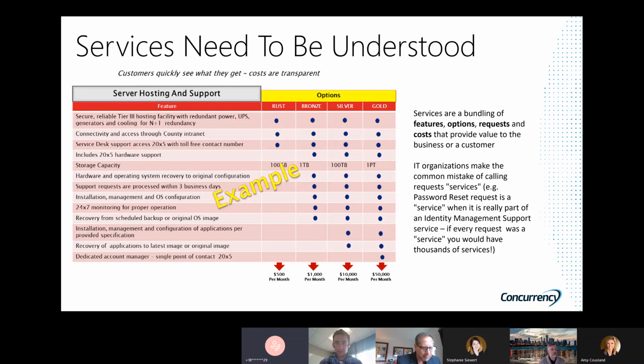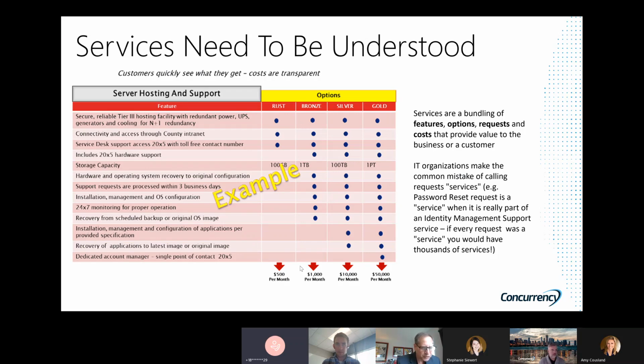But a service is really just a bundling of features, options, requests, and cost. This is one example of how we're taking a server hosting and support service, and we're showing how all the different features fit into that, what your costs are, and what options might be provided with that service. And then all the requests related to installing a server, removing a server, et cetera, would be bundled into this, as part of the service. So understanding what your services really are, and then all the requests and options that come with that, is a key point to moving forward with this. And building that and understanding it is really key here.